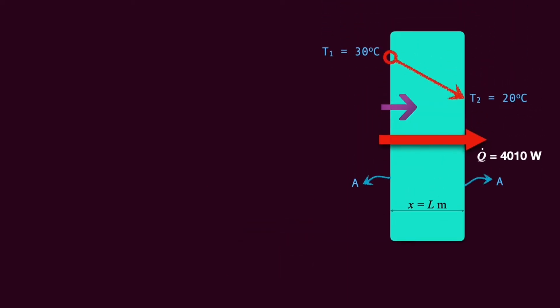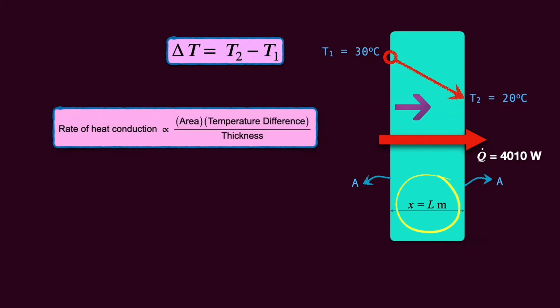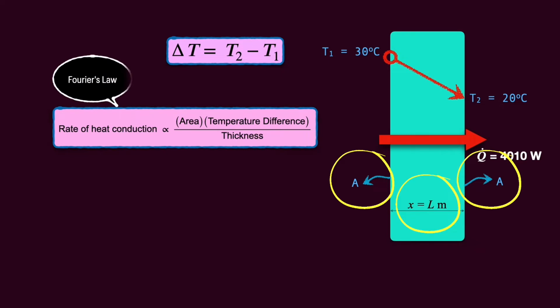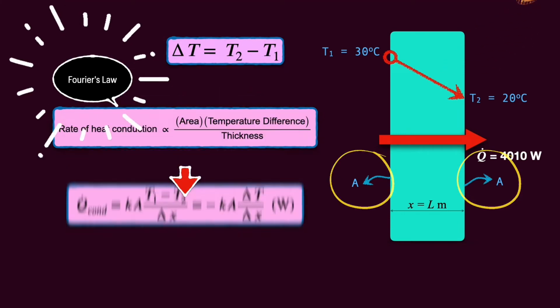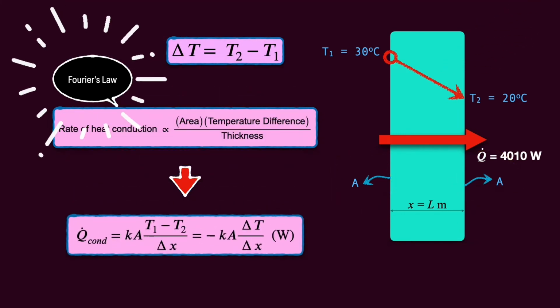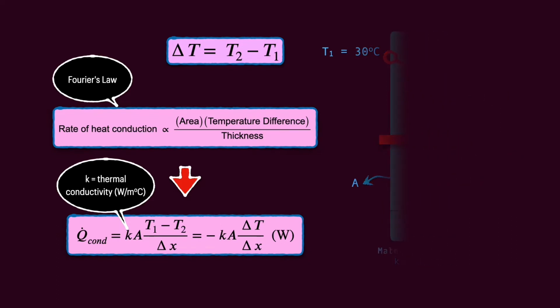Consider steady heat conduction through a large plane wall of thickness L and area A. The temperature difference across the wall is given here. Fourier's law states that the rate of heat conduction through a medium is proportional to the temperature difference across the medium and the heat transfer area, but is inversely proportional to the thickness of the medium.